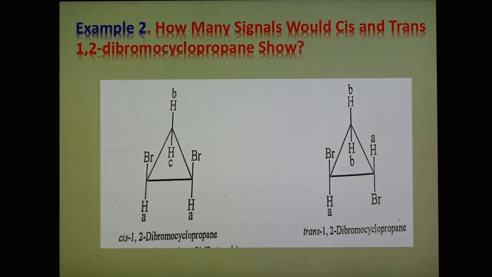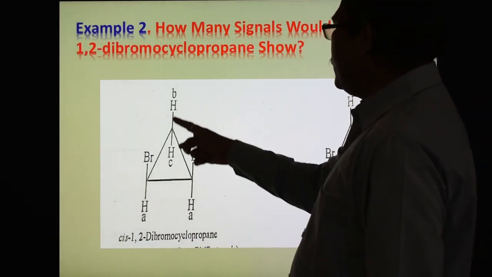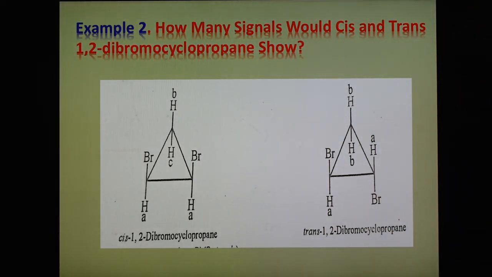1,2-dibromocyclopropane has only 3 types of proton, labeled A, B and C. So this is one type of proton, this is B and this is C. As we know, 3 types of protons can show 3 NMR signals. The A protons are equivalent and hence show one signal. Protons B and C are different in environment, so they also give signals. So a total of 3 NMR signals are possible in the case of the cis isomer.